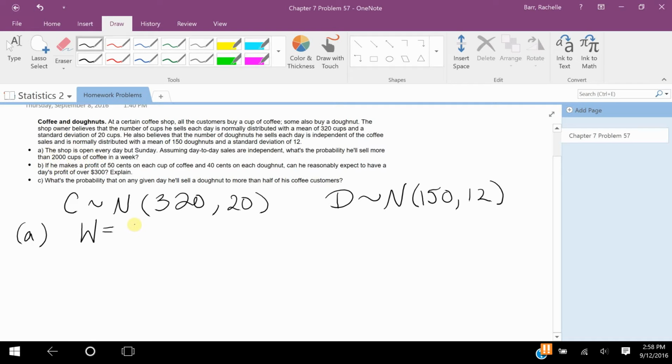So I've got coffee for one day, plus coffee for the second day, so this is Monday, Tuesday, Wednesday, Thursday, dot, dot, dot, up till the six days of the week that he's open. One thing we should notice is that this is going to have a different distribution than our previous two distributions. So we're going to have to make a new one, and we're going to have to find its mean and standard deviation.